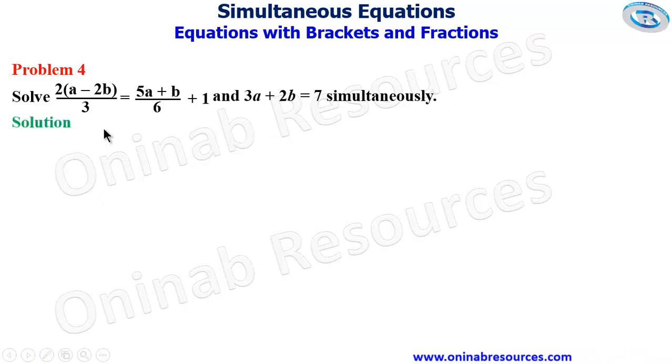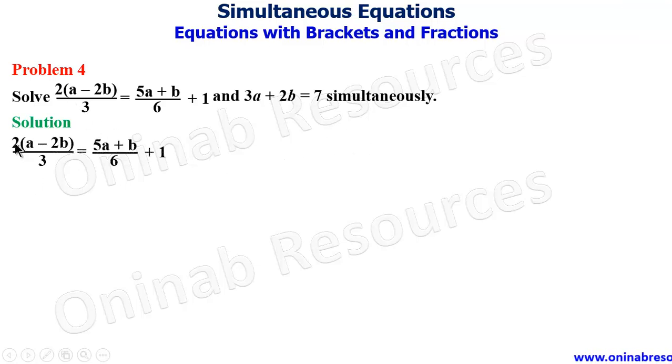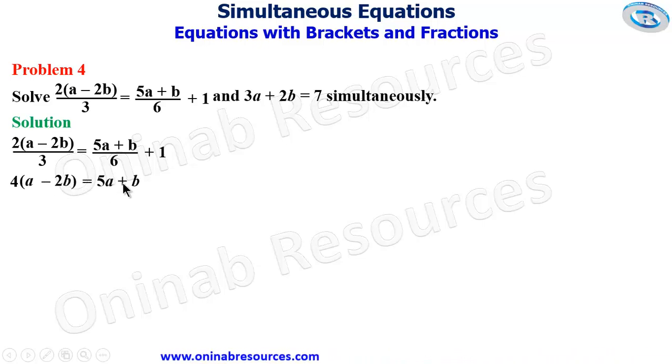So in our solution, since this is the only one that has a fraction, I can deal with it first: remove the fraction and the brackets, simplify, and label it equation 1, then bring this one directly as equation 2. Starting from that, to remove the bracket, we have to multiply each by the LCM of 3 and 6, which is 6. So multiplying this, we are going to have 4 into a minus 2b is equal to 5a plus b plus 6.